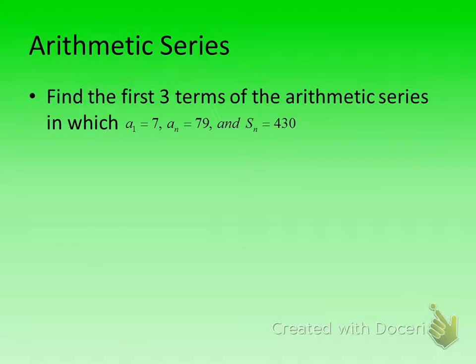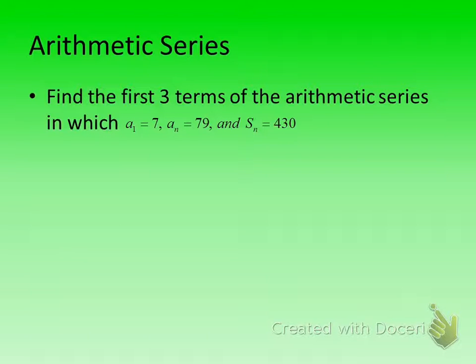Okay, so now, find the first three terms of the arithmetic sequence in which a sub 1 is 7, a sub n is 79, and s sub n is 430. We know one of the terms, right? It's 7, good. See, you're a third of the way there already. That's how easy this is. I already gave you one of the answers.